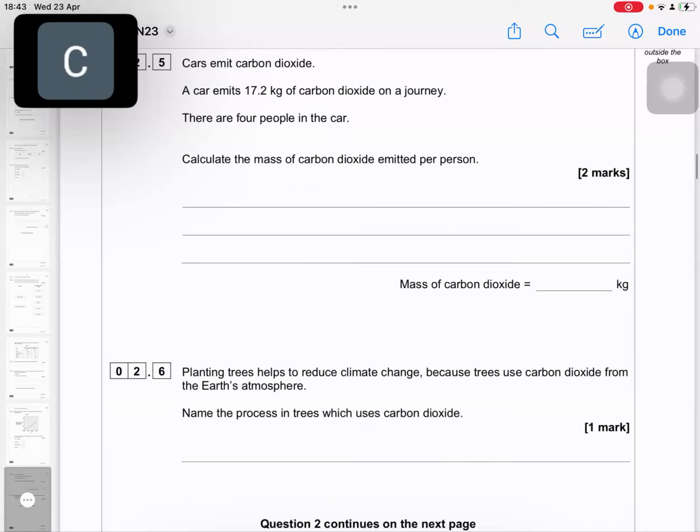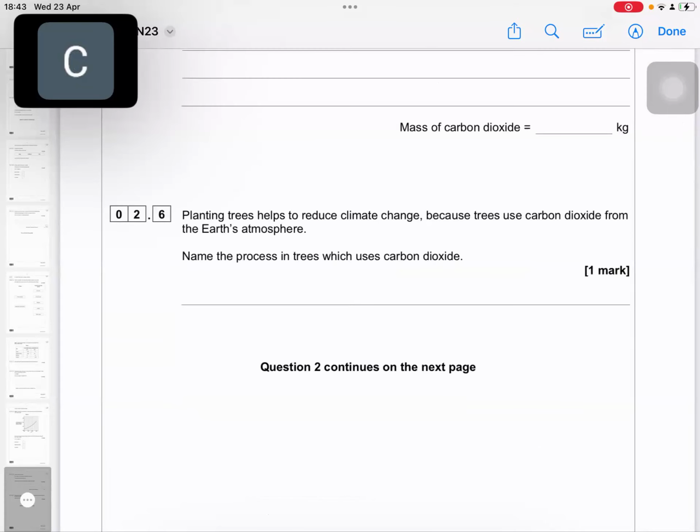Planting trees helps to reduce climate change. Why? Because trees use carbon dioxide from the Earth's atmosphere. I think we've established this fact that trees use the carbon dioxide that we give out. And that carbon dioxide is also in the atmosphere, so it takes out the carbon dioxide from the atmosphere.